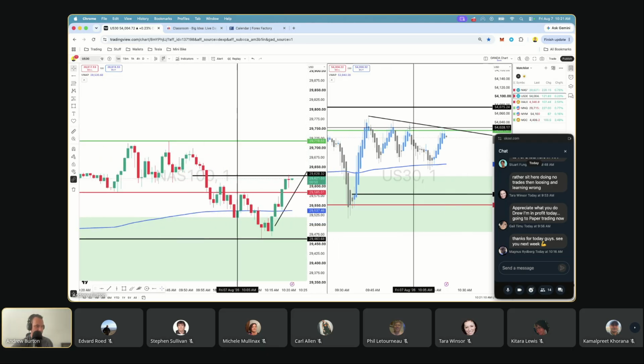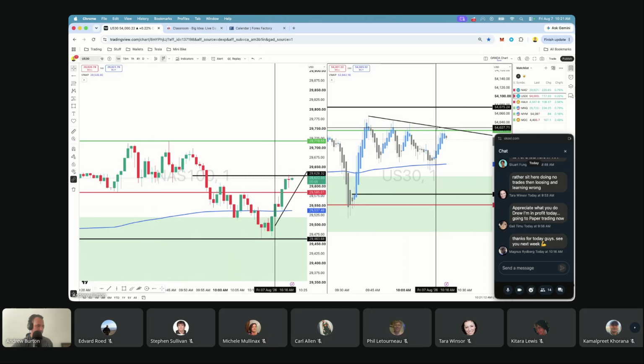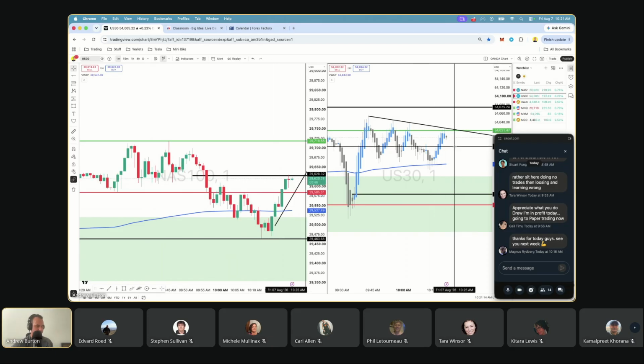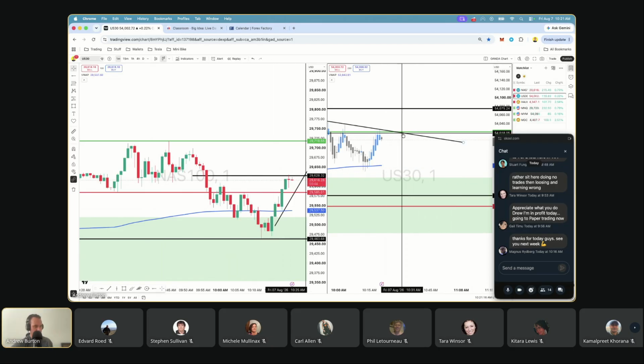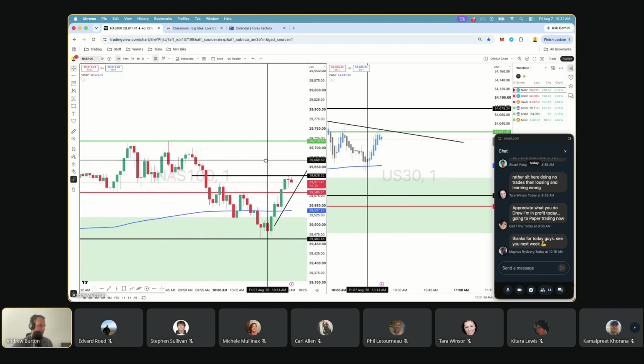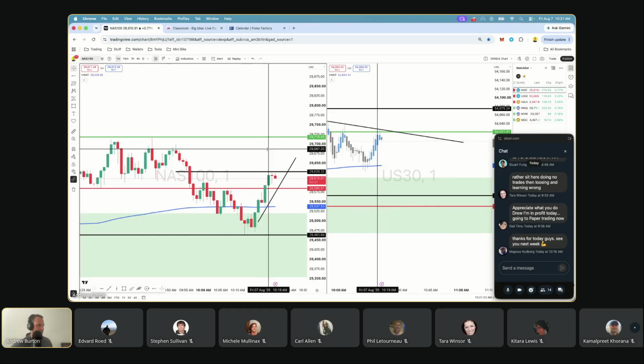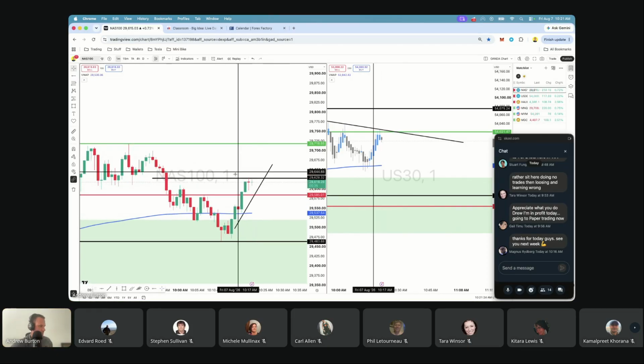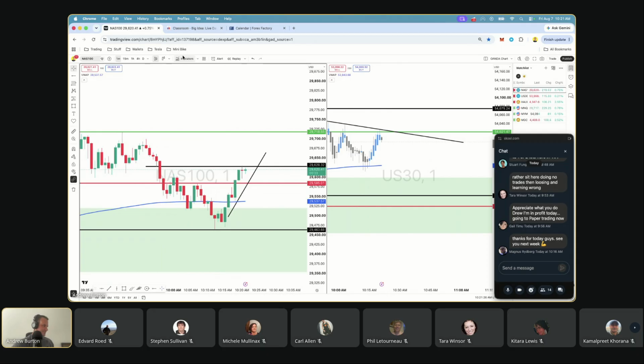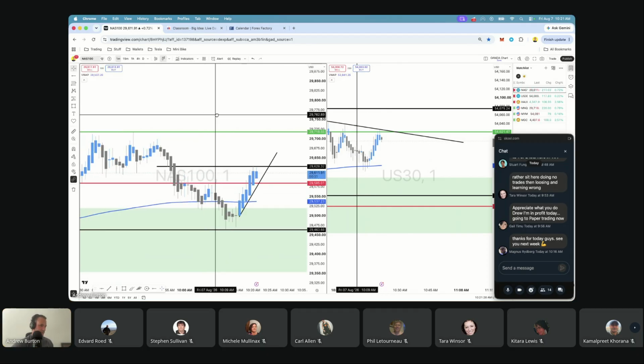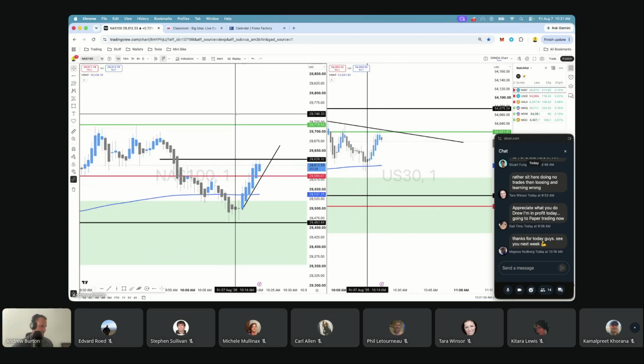Same with US 30 guys, right? Like if we get that trade in US 30 where it breaks above this little 1 minute trend line here and continues going up, it could run up and give us a nice trade. So, yeah. Anyways, I'm back in a little bit of profit now, not that much.